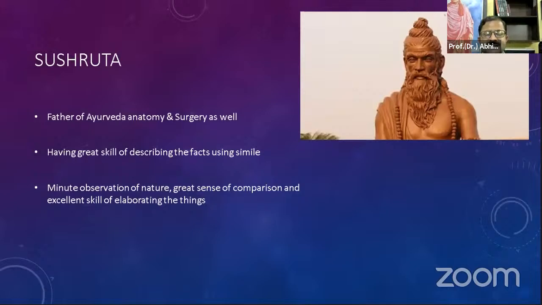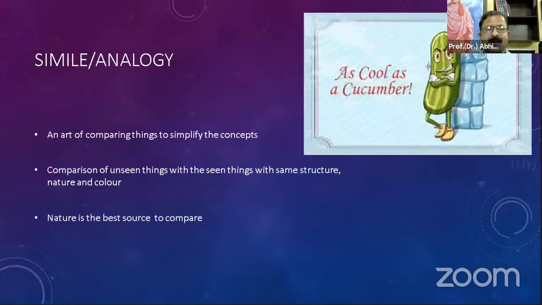Actually, today's topic, that is Rutu Kshetrambu Bijanam, then Shuddha Shukra, Shuddha Artava Lakshan, is completely based on this simile or analogy concept. It is the art of comparing things to simplify concepts, comparing unseen things with seen things of the same structure, nature, and color. Because we cannot see each and everything in the body. Now it is possible, but at that time it was not possible to see these things, or even to make people see those things every time.